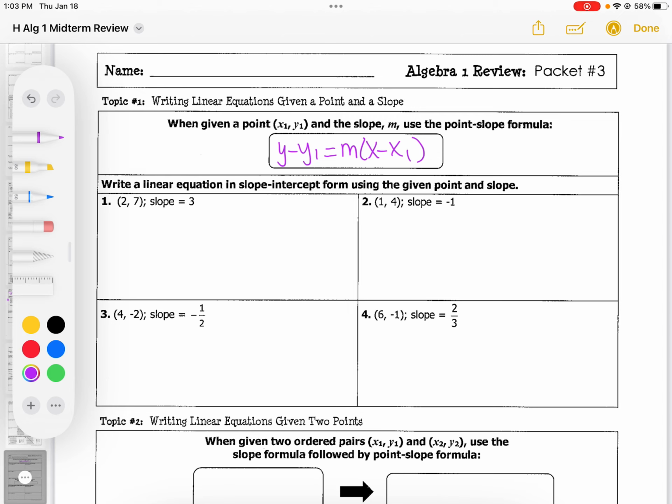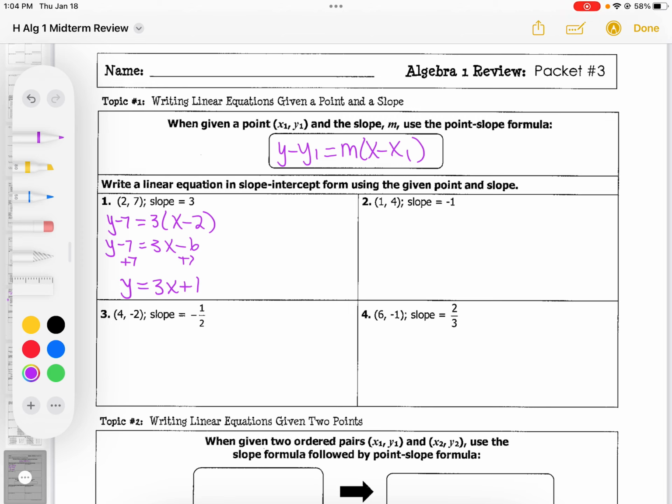My suggestion here would be to first create your equation in point slope form. So for number 1, y minus 7 equals 3 times x minus 2 could be your beginning equation, and then take those equations and solve them for y, and you would get your equation in slope-intercept form when you do it that way.